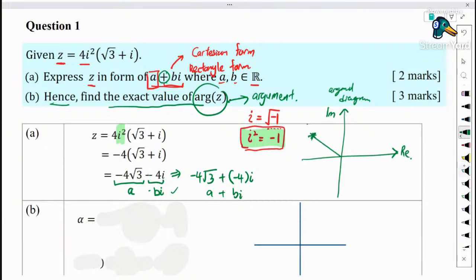Connect the complex number to the origin. And then the argument refers to the positive side of the real number axis. We do rotation, either anti-clockwise or clockwise, all the way towards this diagonal line here. And the rotation shall not exceed 180. So in this case, this is the rotation that we have, and this is what we call the argument.